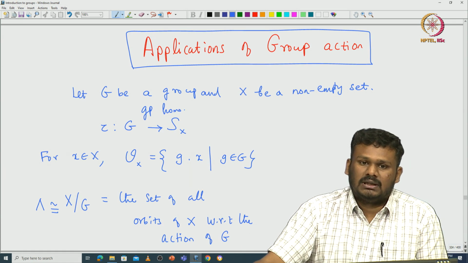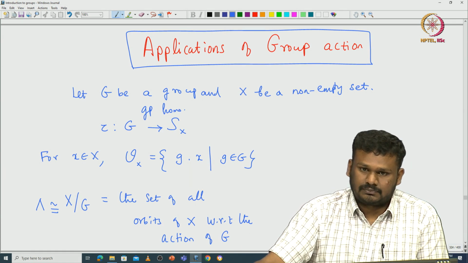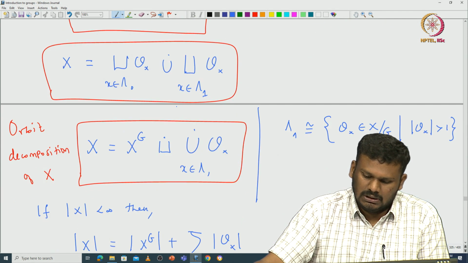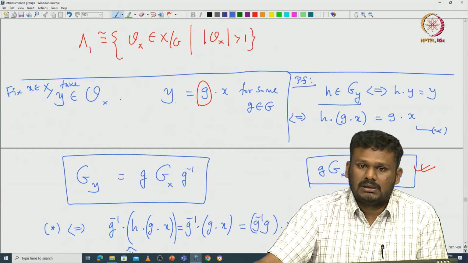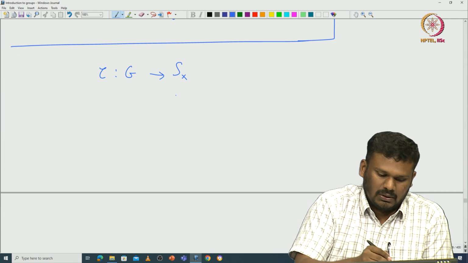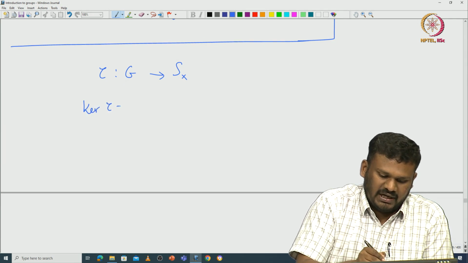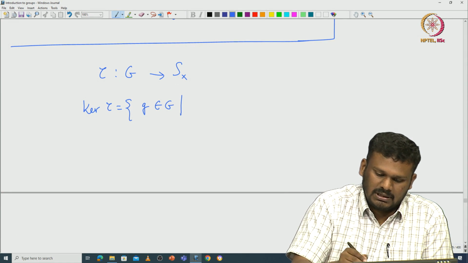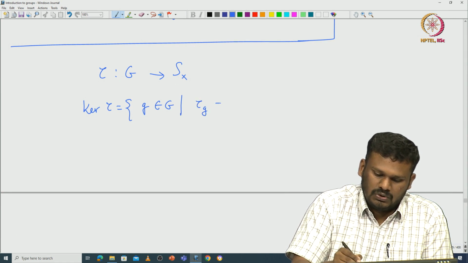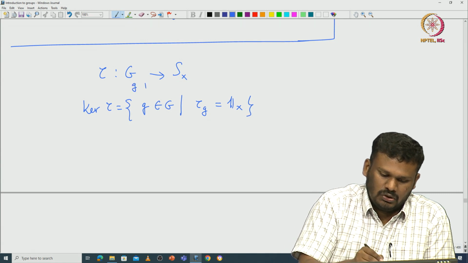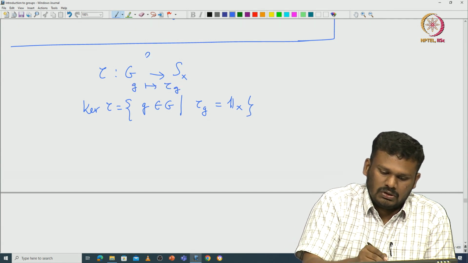So we can talk about the kernel of this group action, or this homomorphism. What is the kernel? By definition, the kernel consists of those elements g of capital G such that tau g is the identity map on capital X. This map g goes to tau g, and it is a group homomorphism.